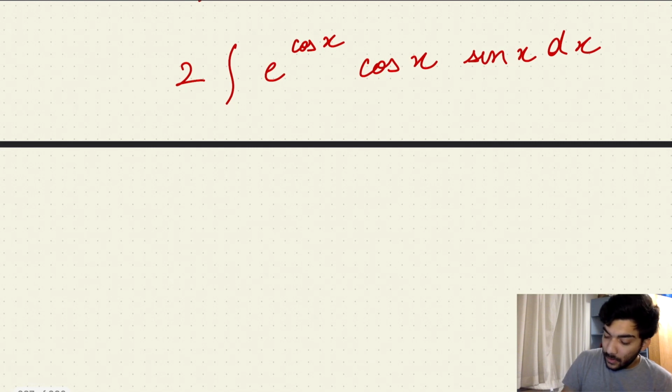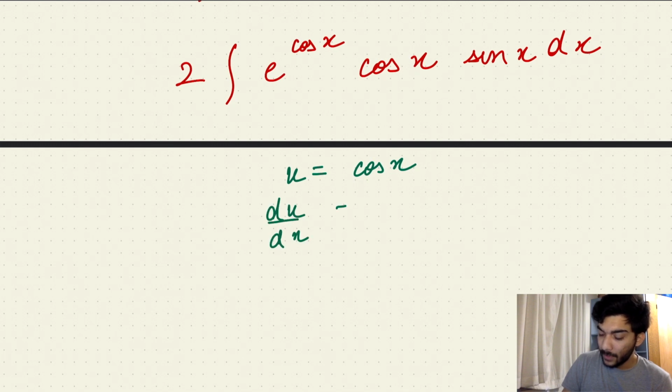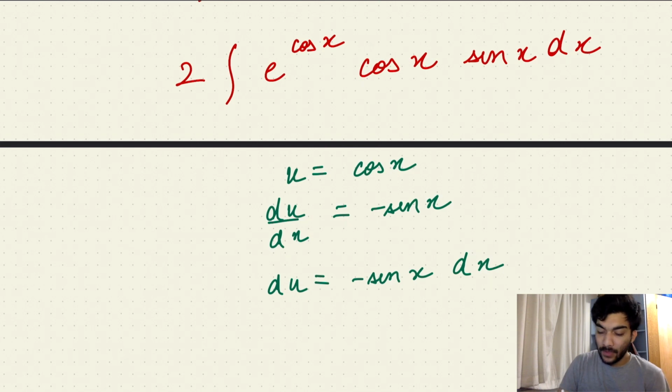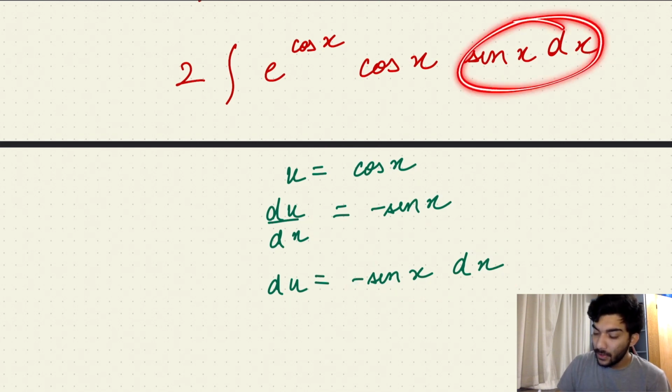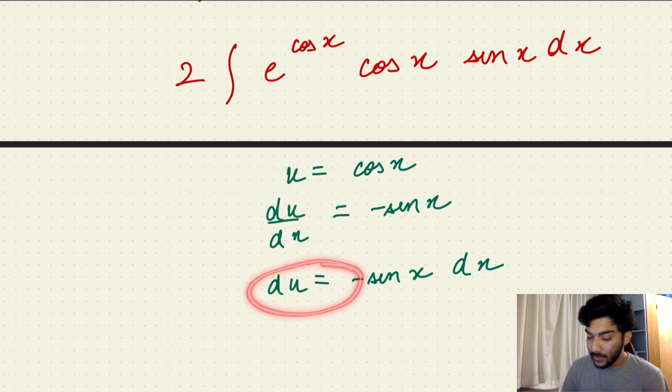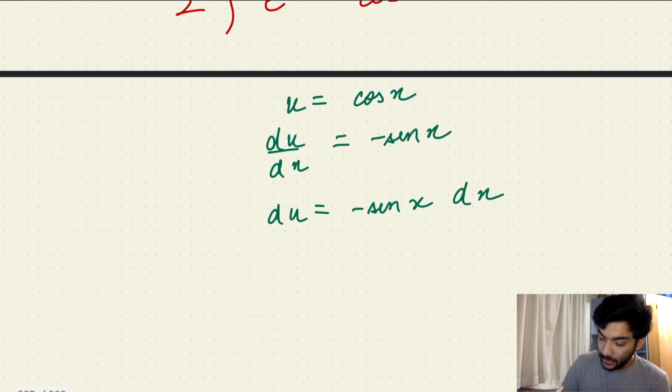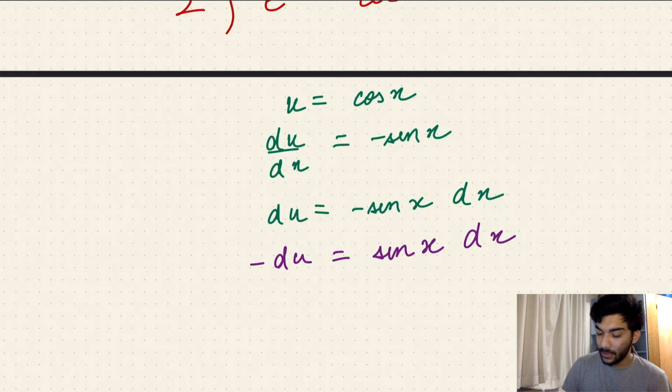So now we'll assume our u function to be cos x. And in this case, if we take the derivative of u with respect to x, this would be minus sine x. If we shift the dx to the other side, du would be minus sine x dx in this case, and we have a sine x dx component which can be easily changed to minus du over here, right? Because if I shift the negative sign to the other side, it would be minus du equals sine x dx over here, right?